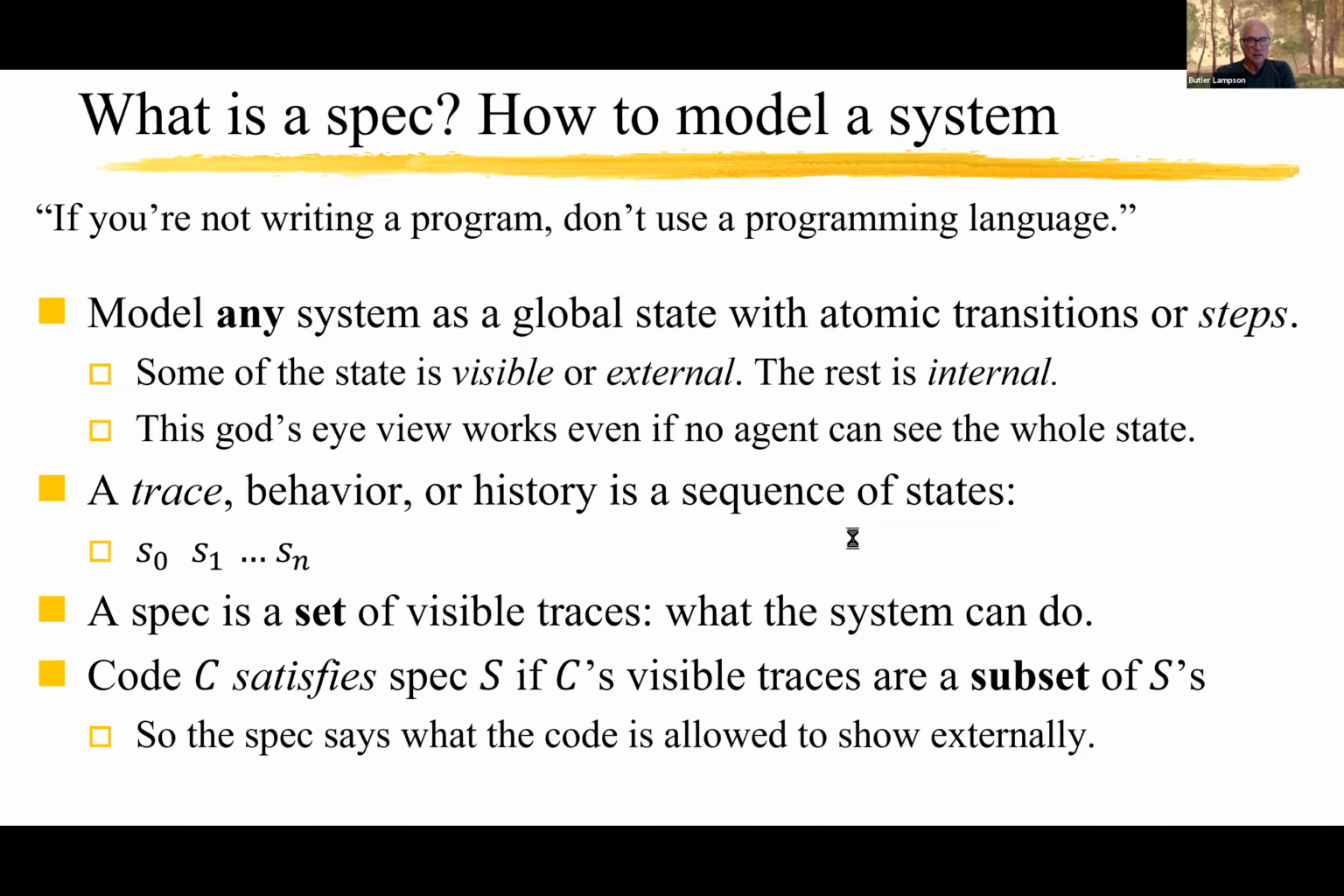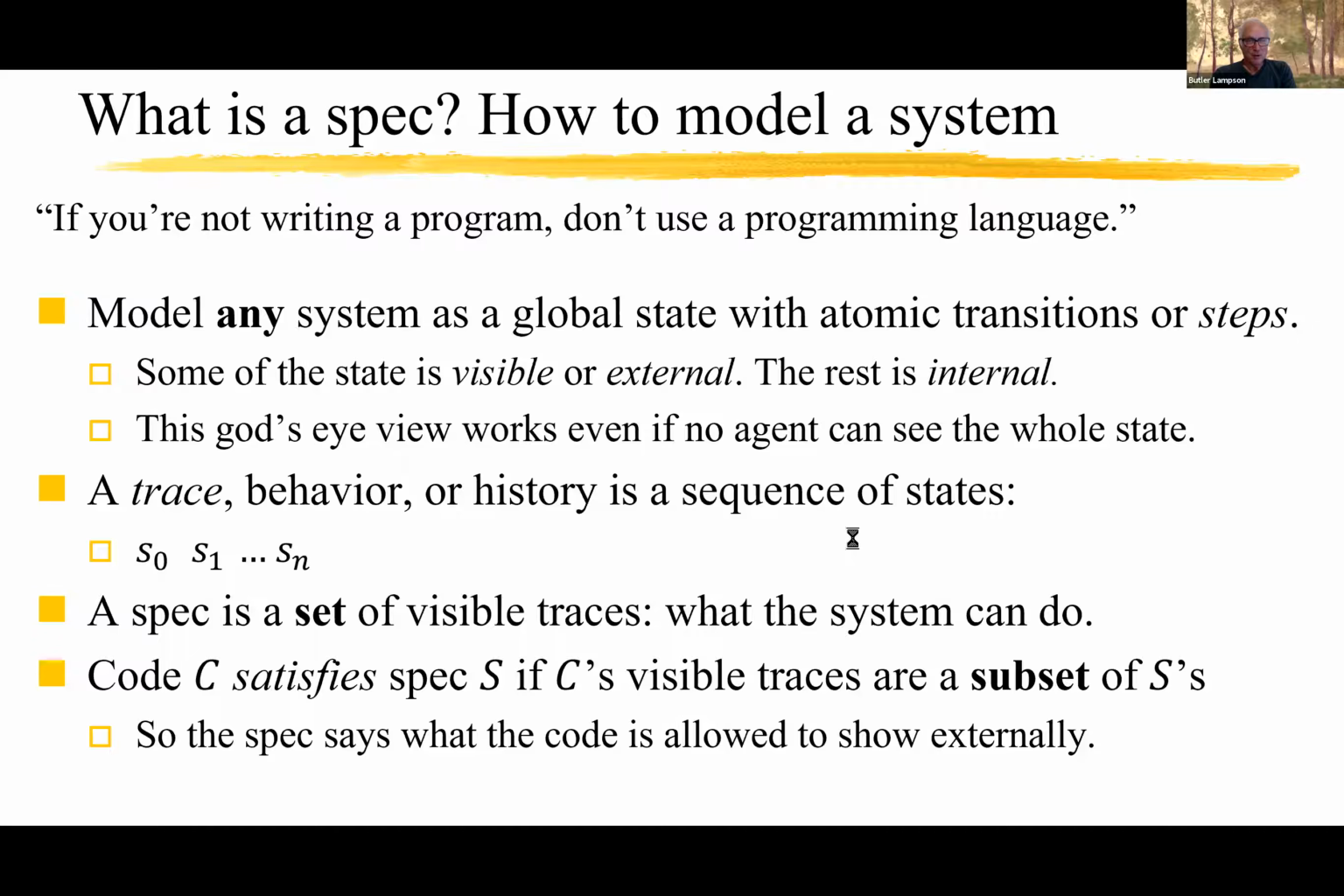So the basic strategy for modeling any system, which exists in innumerable variations, a number of which we'll see as we read the papers in this course, is that you model the system as a global state with atomic transitions or steps that get you from one state to another. Some of the system state is visible or external. The rest of it is internal. And the job of the spec is to describe what the changes in the external state are going to be.